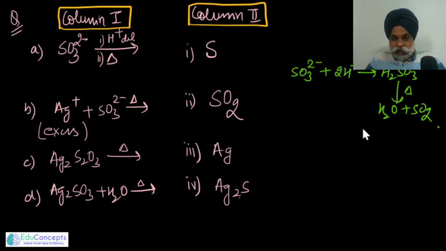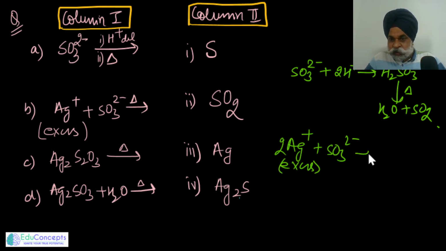So I could clearly see there is an option of SO2. Okay, so we may think about SO2. Moving ahead, if silver ion is treated with sulfite ion and silver ions are in excess, then what you would get are these precipitates.